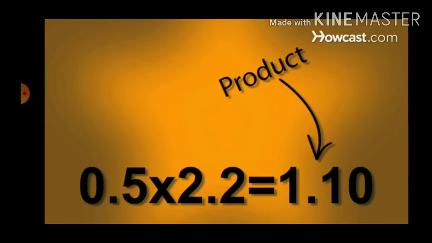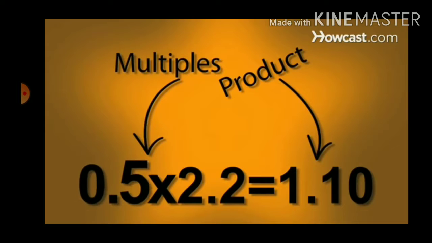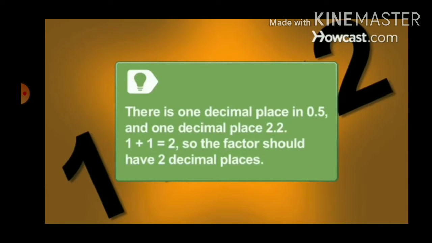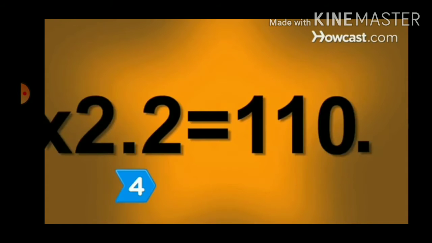The product will have as many decimal places as the sum of the decimal places in the 2 original numbers, also called the multiples. First, add up the number of decimal places in the 2 multiples. For instance, there is 1 decimal place in 0.5 and 1 decimal place in 2.2. 1 plus 1 equals 2, so the answer should have 2 decimal places. Step 4. Starting at the right of the product, shift the decimal point to the left the same number of places as the sum of the decimal places in your product.